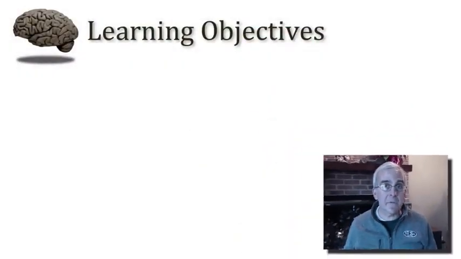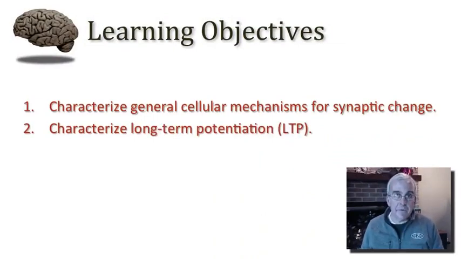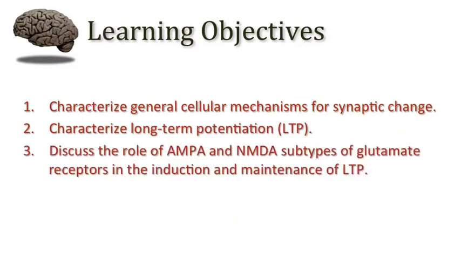So I do have some learning objectives for you. I want you to be able to characterize general cellular mechanisms for synaptic change. In particular, I want you to be able to discuss the mechanisms of long-term potentiation. And I want you to focus on two glutamate receptors, the AMPA subtype of glutamate receptor and the NMDA glutamate receptor. And I want you to discuss the role of these receptors in the induction and maintenance of long-term potentiation.